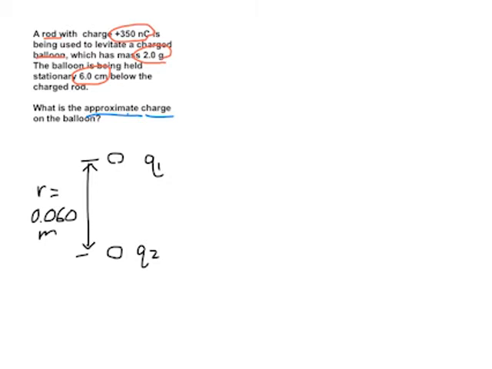We're going to treat the problem this way. It's a Coulomb's law problem. Now we have some additional information. We know that the upper charge is the rod and has a charge of positive 350 nanocoulombs. So it's positively charged. Q1 we can write as positive 350 nanocoulombs, so 350 times 10 to the negative 9th coulombs. That's my charge on the top one. We're being asked to find the charge on the balloon.